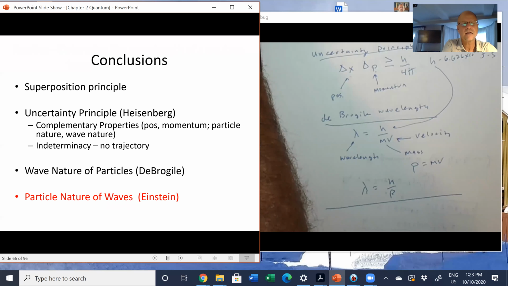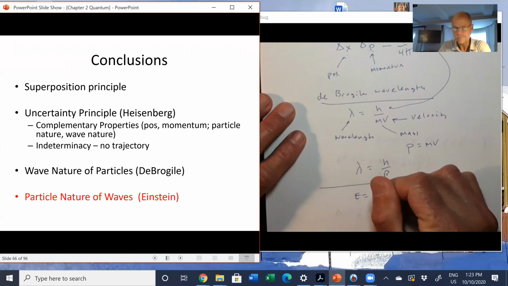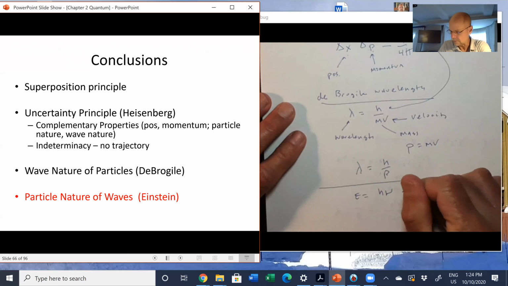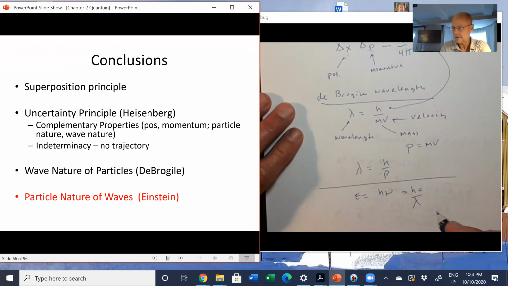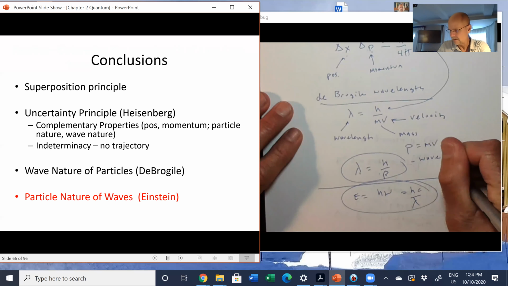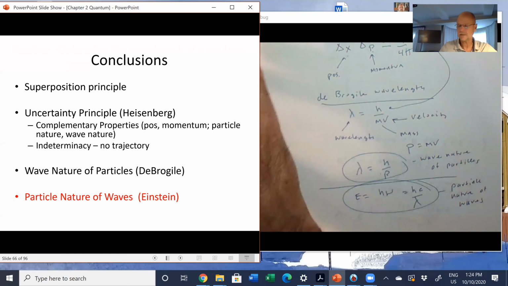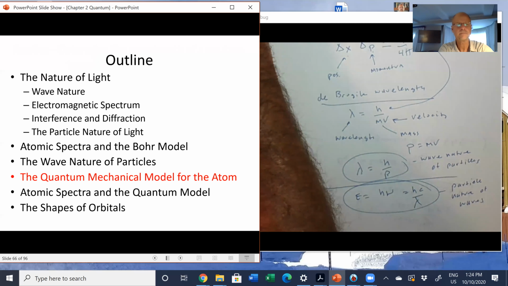The last thing here is that we just saw that electrons have this wave nature, and we saw earlier that waves have a particle nature. Einstein said they were quantized. E is equal to h nu, which is equal to hc over lambda. And this is the wave nature of particles, and this is the particle nature of waves. So we see this wave-particle duality.